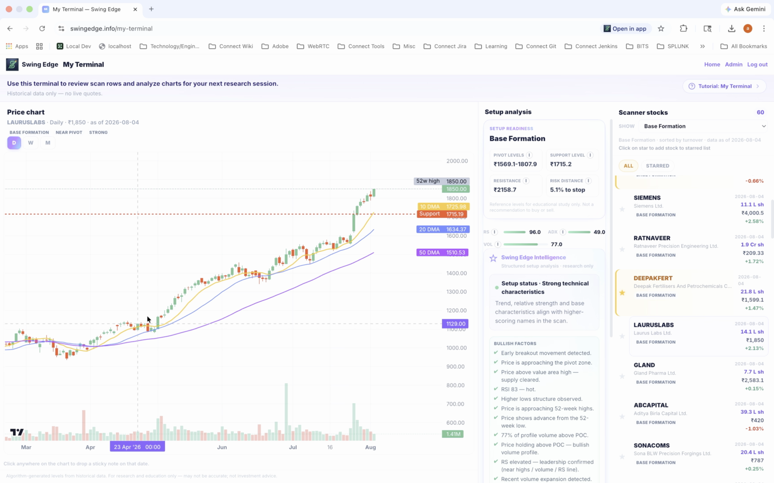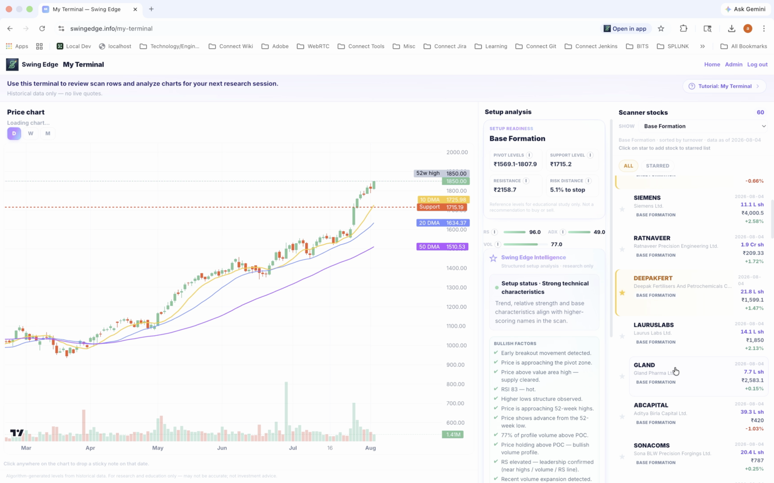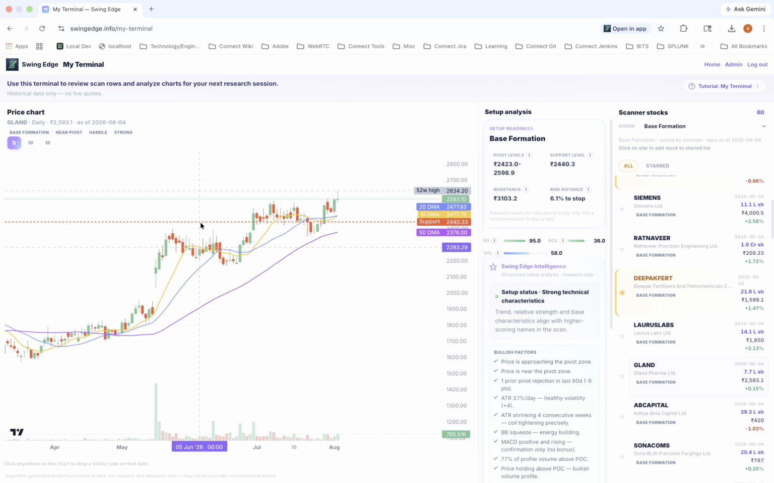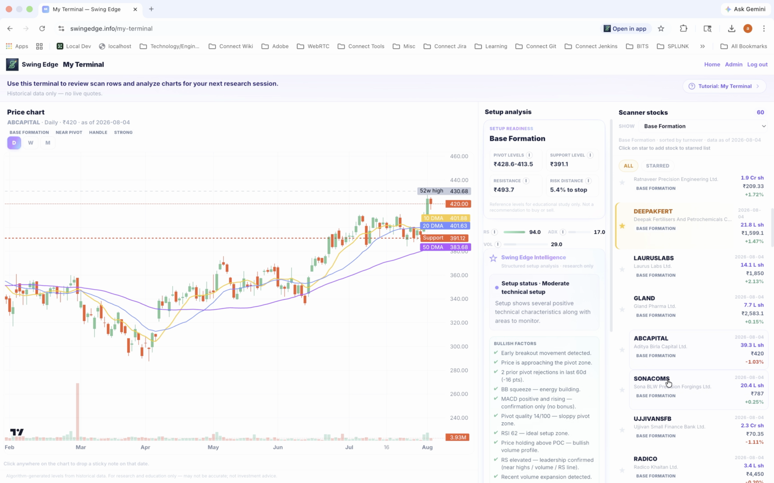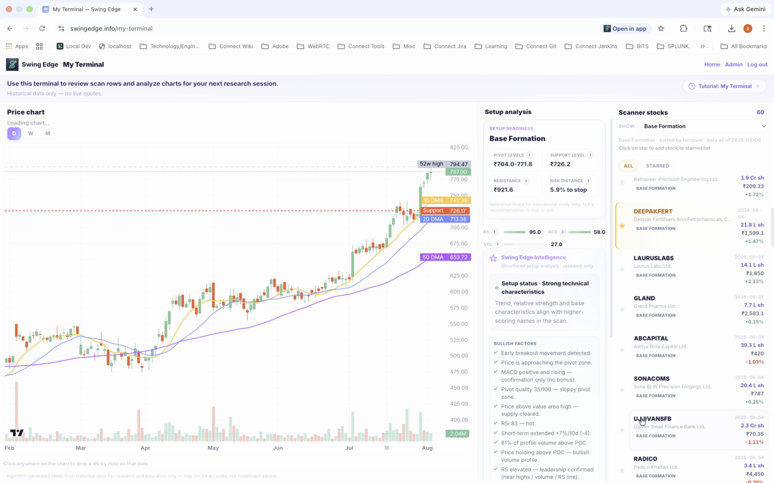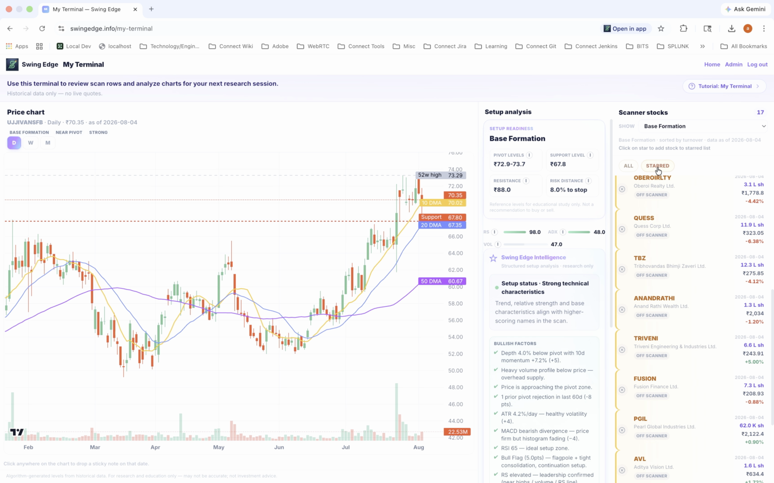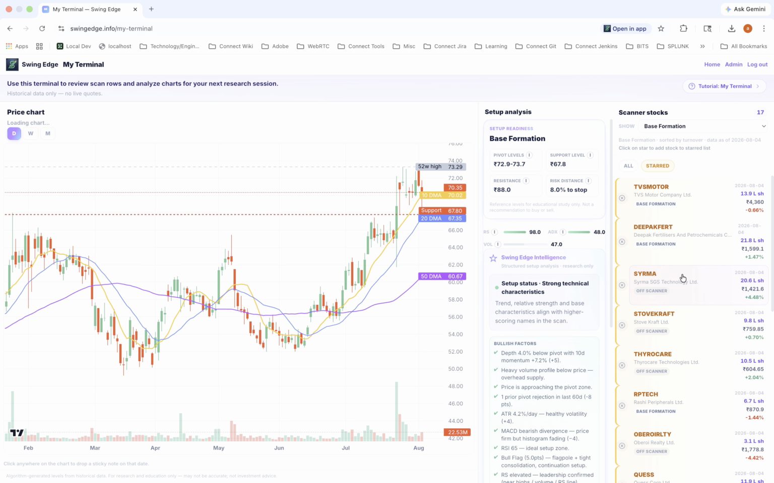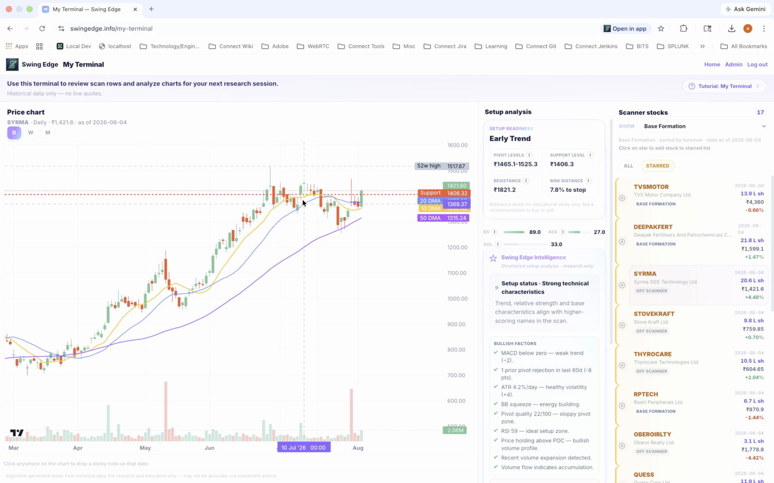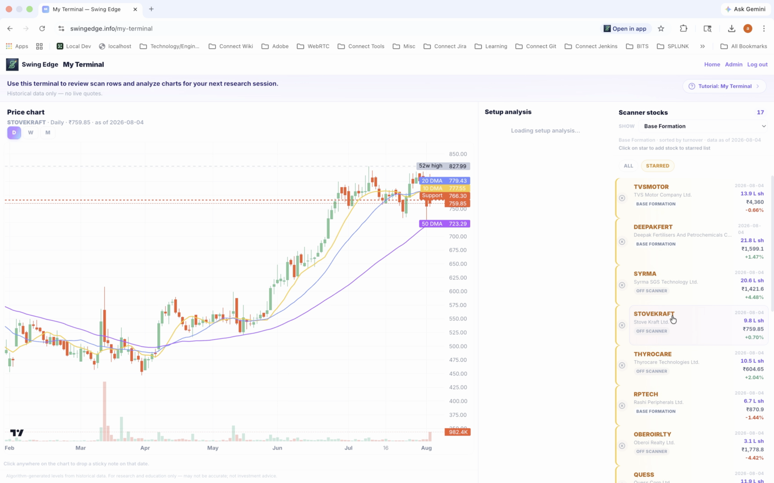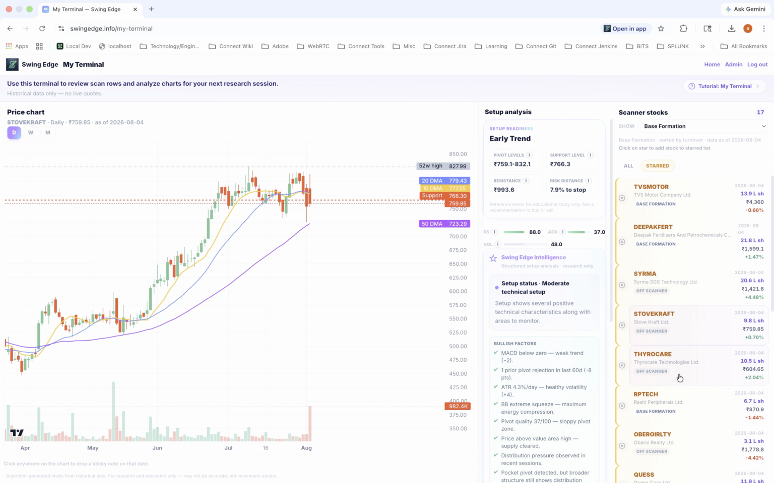Laurus Labs also again broke out here. Gland Pharma, you can see a kind of consolidation in an uptrend channel. Again a breakout will trigger a very good move here also. This is how I basically find all my swing trades. You can see my starred list, and I just star whatever stocks. Like Sirma is creating a flag here, it is trying to give a flag breakout also. This Stovecraft, again a flag making stock.